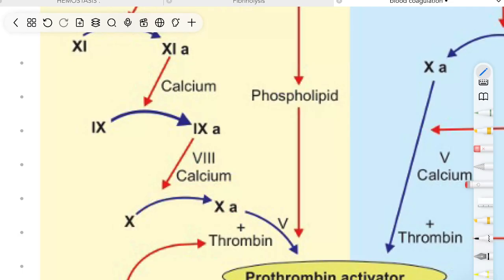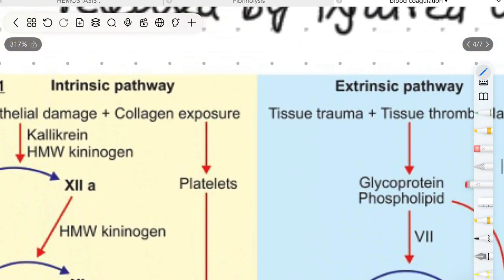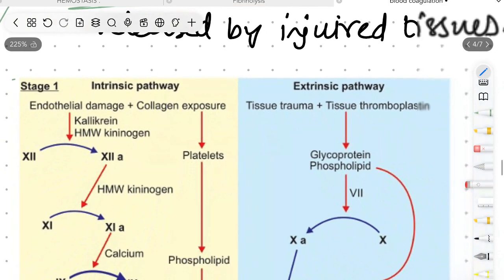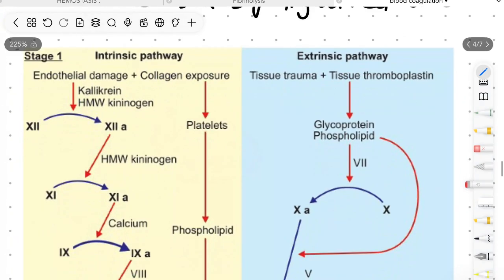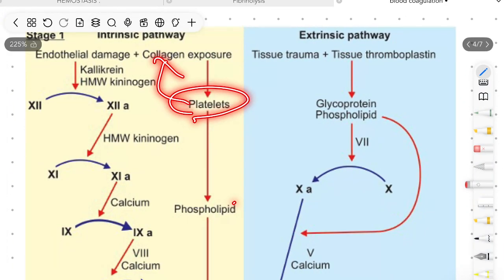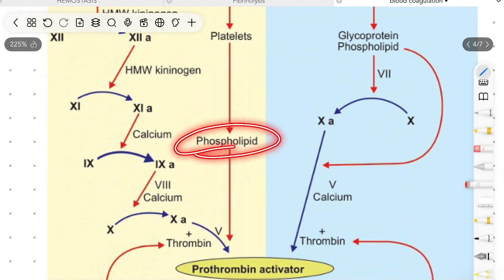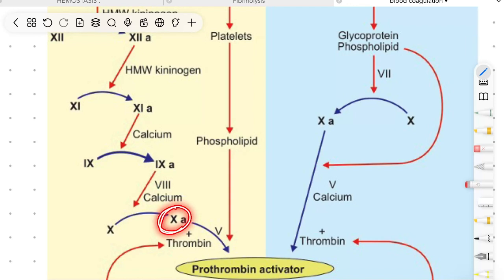Okay, now keep this aside. This is one aspect. Now the factor 10 is activated. Now what happens is, when there is endothelial damage, there is collagen exposure also, right? Now these platelets are exposed to collagen. These platelets, when exposed to collagen, release the phospholipids. Now along with the released phospholipids, activated factor 10 and factor 5, prothrombin activator is formed.